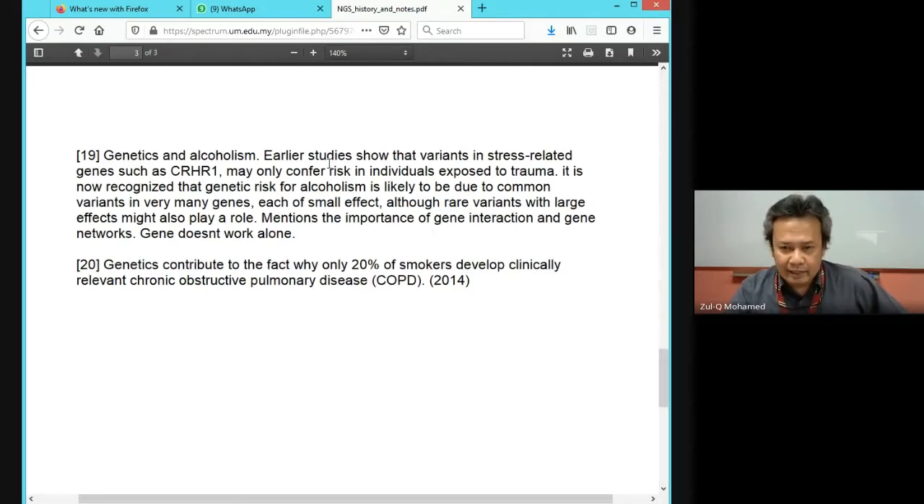It says, this is interesting, earlier studies show that there are variants in stress-related genes, right? So there are variants, but these stress-related variants are only important if individuals are exposed to trauma, especially in early life. So this is what I'm saying: you have that predisposition, but if you're not exposed to trauma and so on, you're fine.